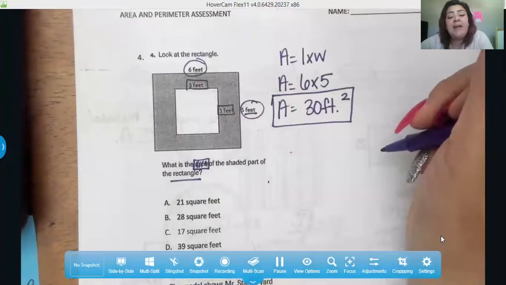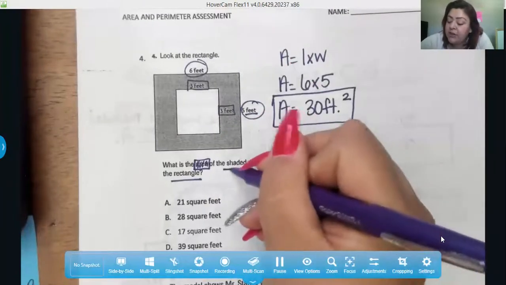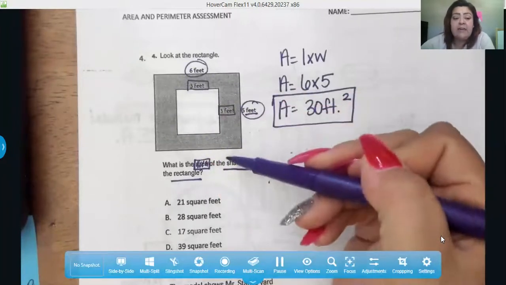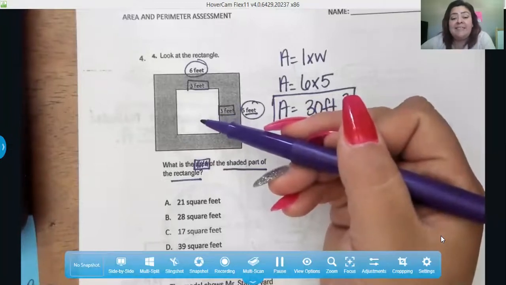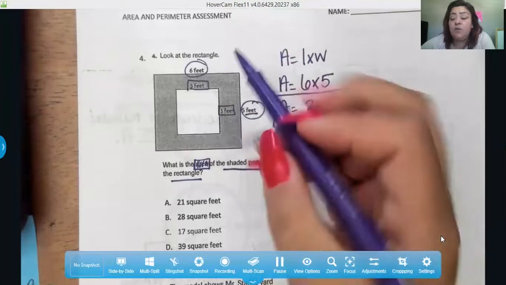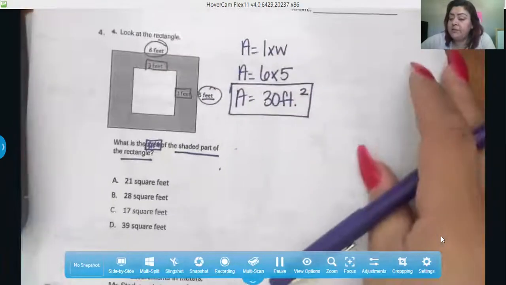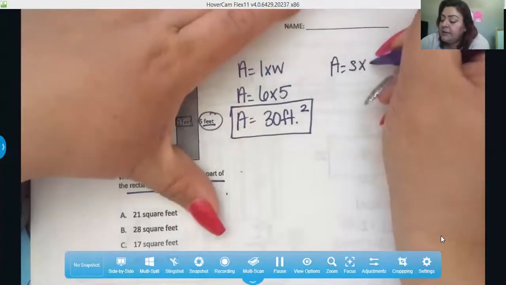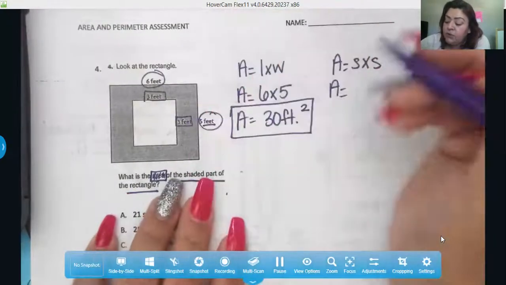But here's my problem. It looks like a square in the middle of my rectangle, and they asked me for the shaded part of the rectangle. 30 feet squared is all of this inside, which means I've got to get rid of this middle part that's not shaded. So I see it's a square, so that means I have to have a different formula. I'm still finding area, so area of a square is side times side. So let's do that. Area equals side times side, okay? Now I'm going to plug in what I know, and that tells me that my side is 3 feet.